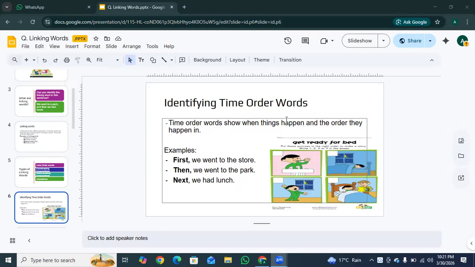For example, first we went to the store, then we went to the park, and next we had lunch. Okay? You can see that these basically show the order of events. It basically shows the order, and they tell your listener which thing happened before or after another thing. Okay.